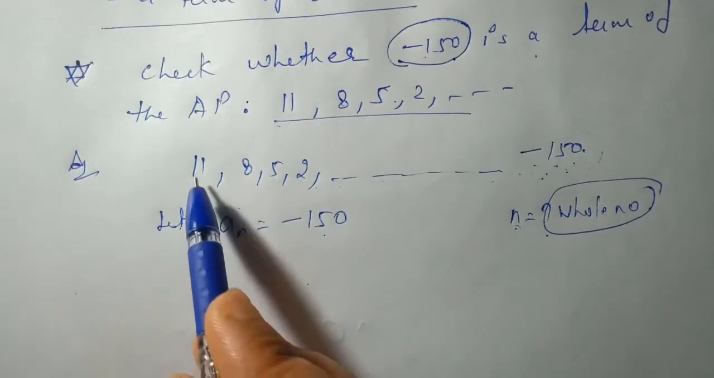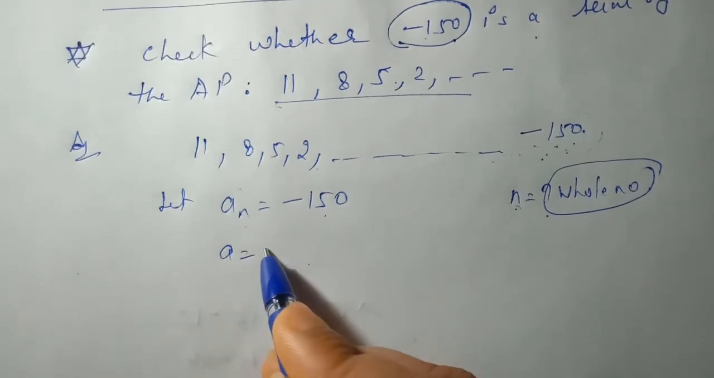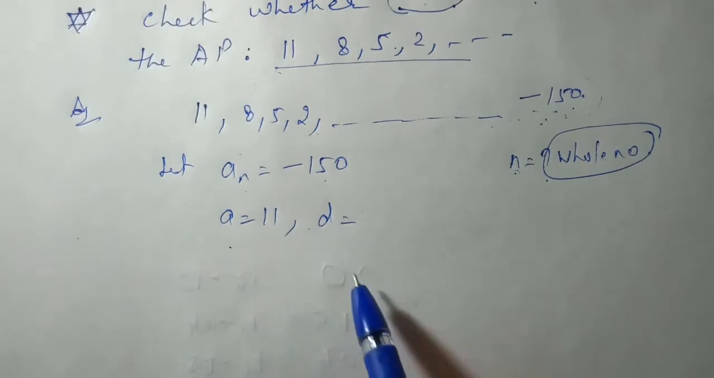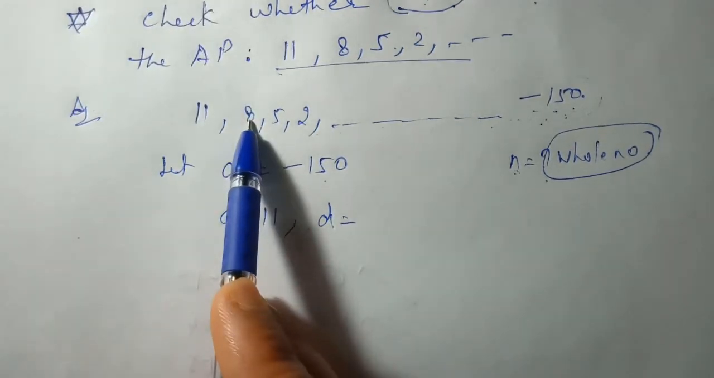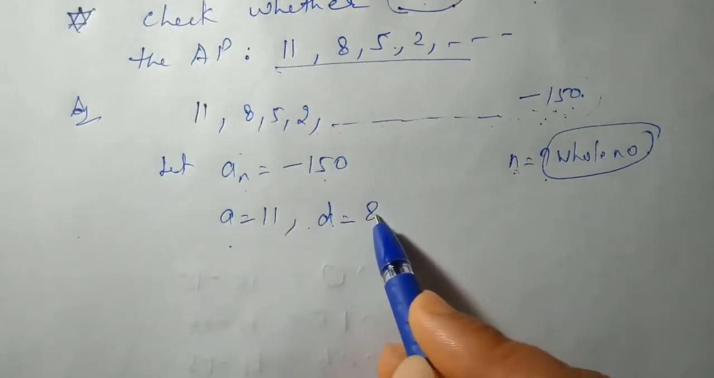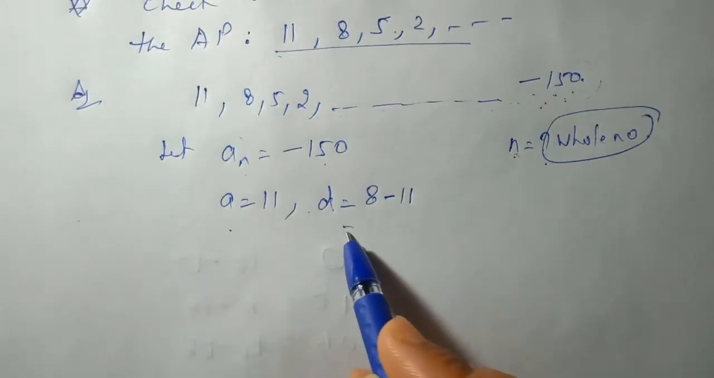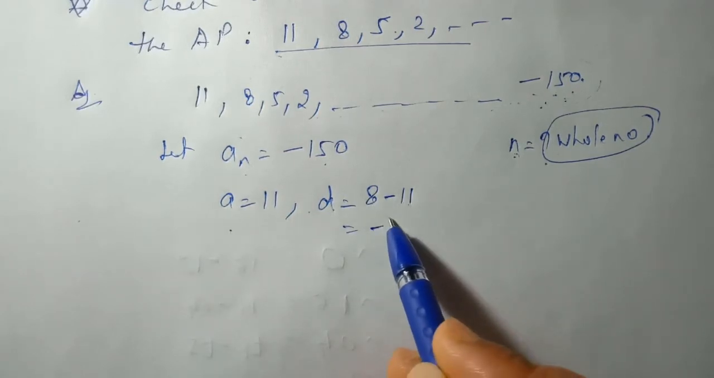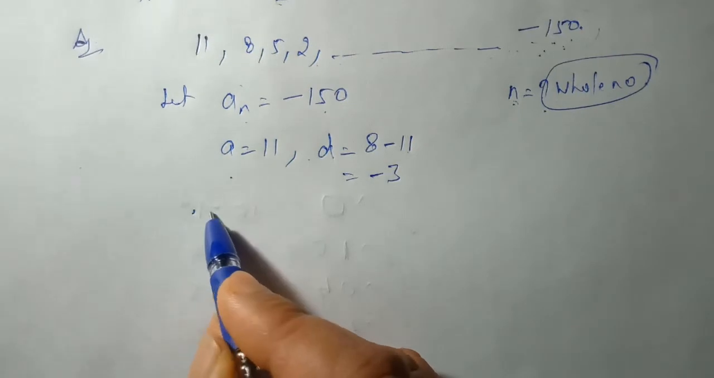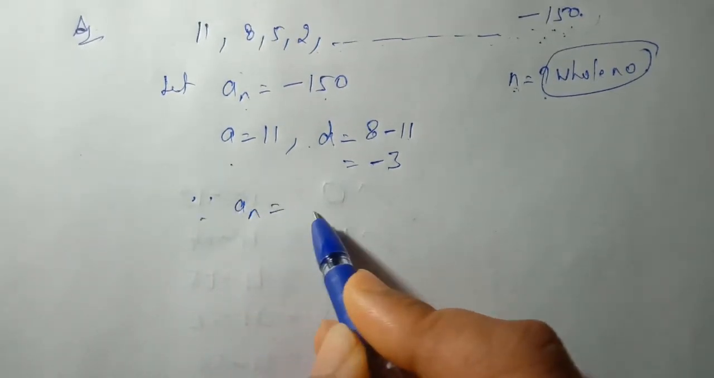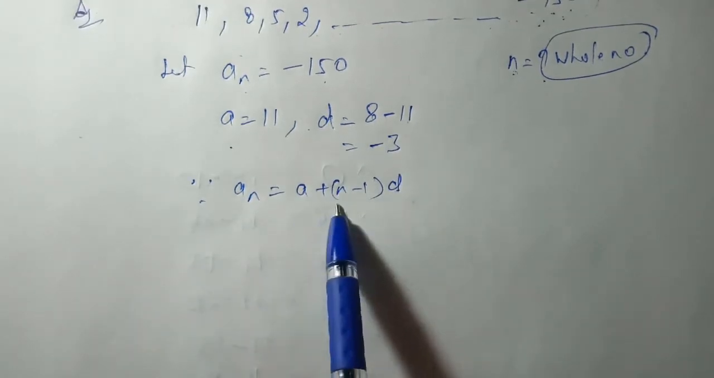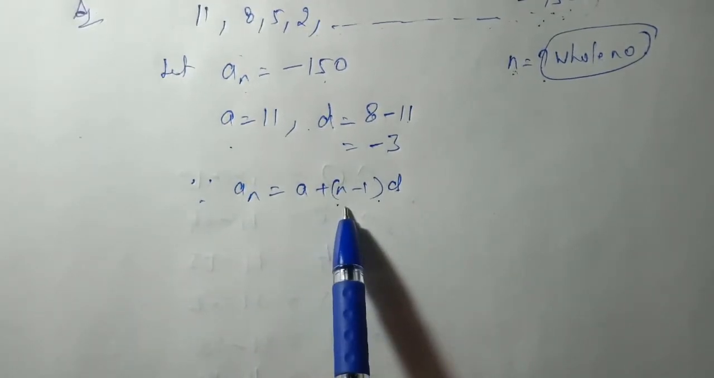So let us start. Here the first term, a, is equal to 11. Let us find the difference. We know we have to subtract the preceding term from the successive term: 8 minus 11. Any term you can subtract. So this will give minus 3. Now an is equal to a plus n minus 1 into d. This is the general formula for the nth term of an AP.